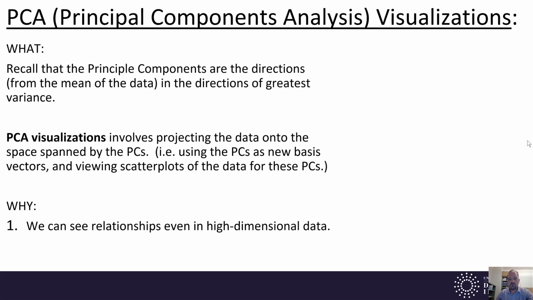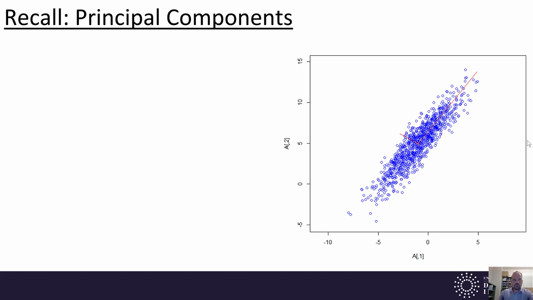Why would we do this? There's two things you can use this for. For just doing the visualization, this allows us to see relationships even in high-dimensional data. But also, principal components analysis is used as a data preparation method to reduce the dimension, reduce the number of variables, so your models can focus on the important structures in the variance, as opposed to the noise and superfluous feature variables. So let's walk through principal components, remind ourselves how they're defined.